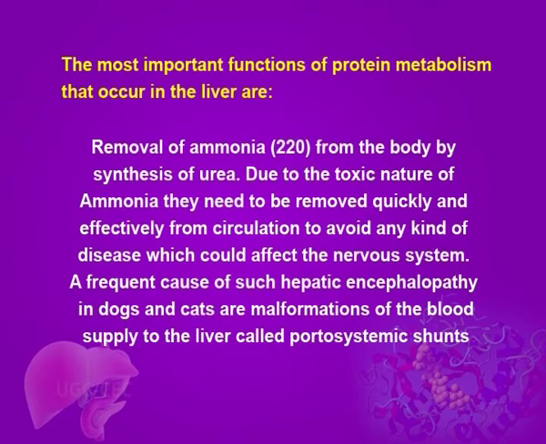Removal of ammonia from the body by synthesis of urea. Due to the toxic nature of ammonia, it needs to be removed quickly and effectively from circulation to avoid any kind of disease which could affect the nervous system. A frequent cause of such hepatic encephalopathy in dogs and cats is malformations of the blood supply to the liver called portosystemic shunts.